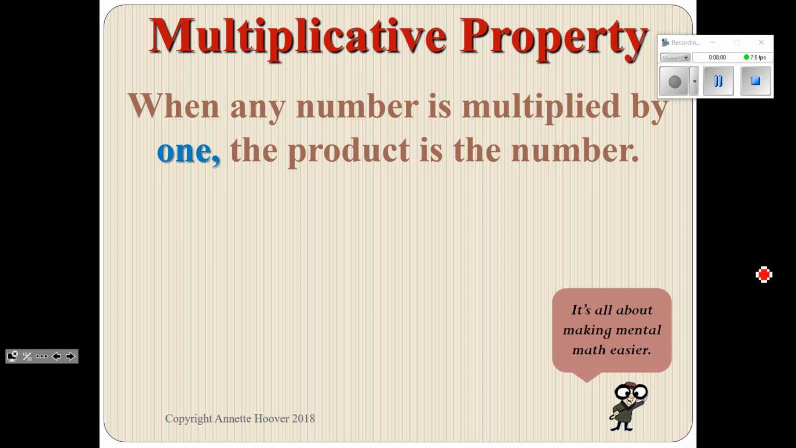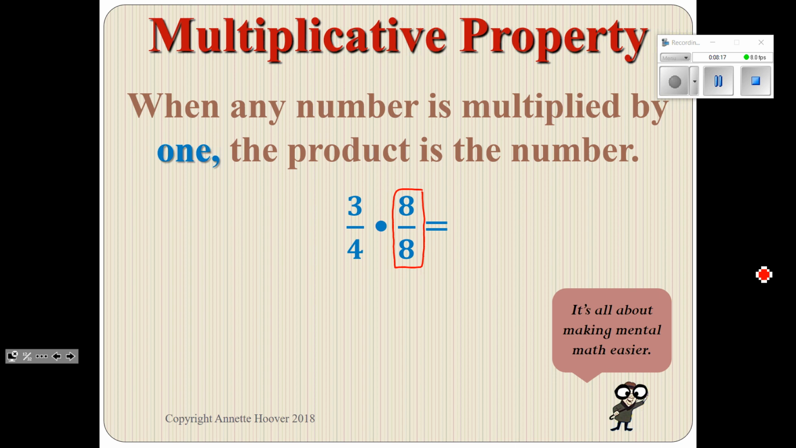The multiplicative identity property: when any number is multiplied by 1, the product is the number. This helps when doing fractions because we know when we have a fraction where the numerator and the denominator are the same number, that is equal to 1.